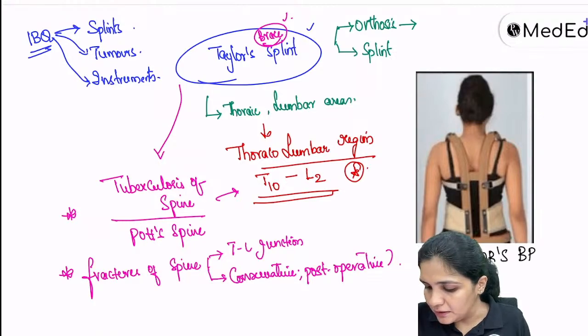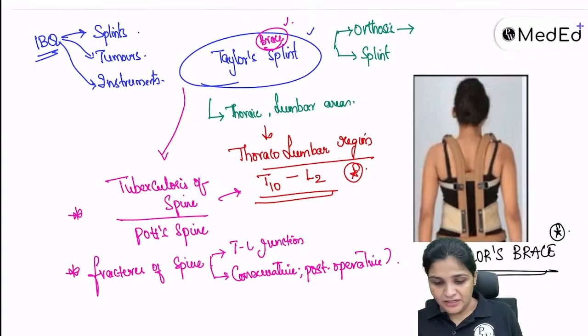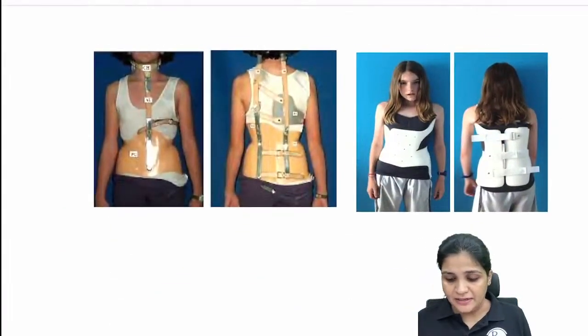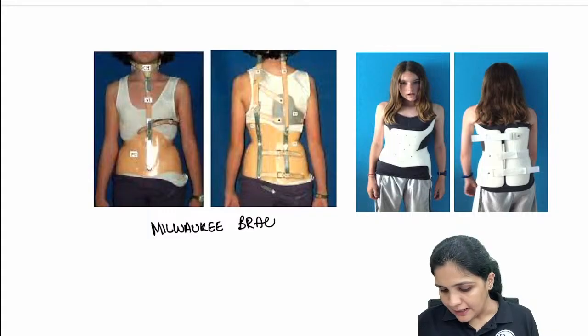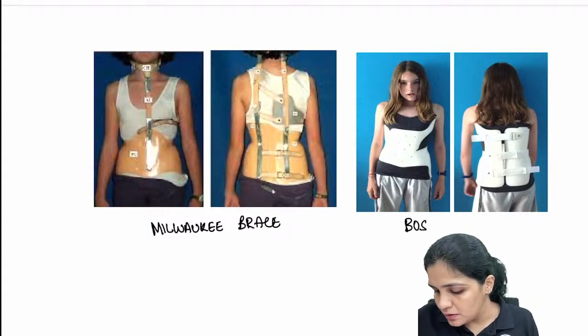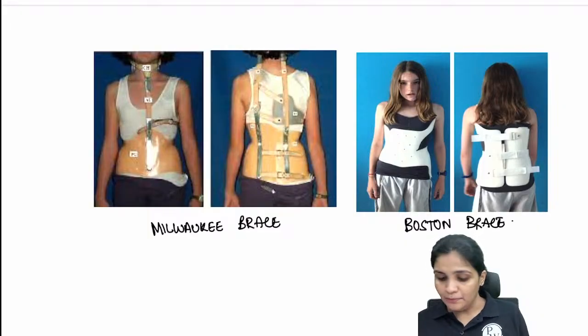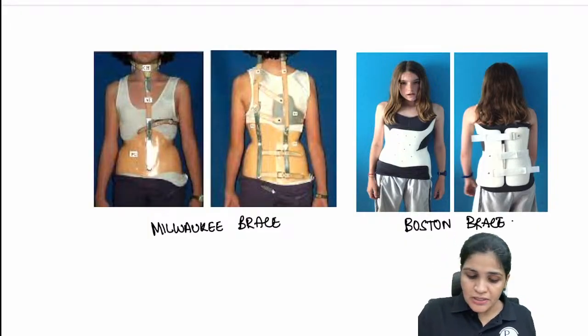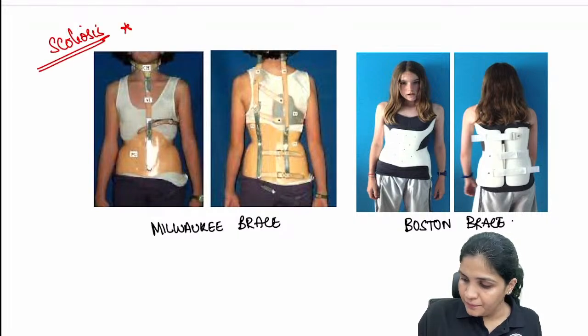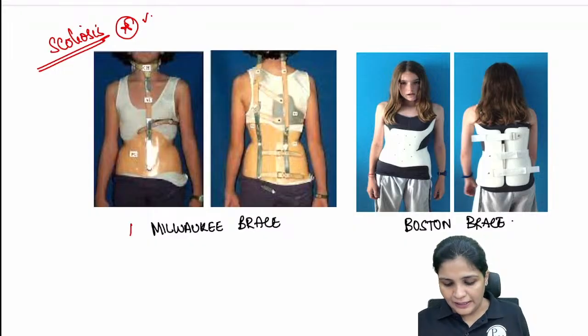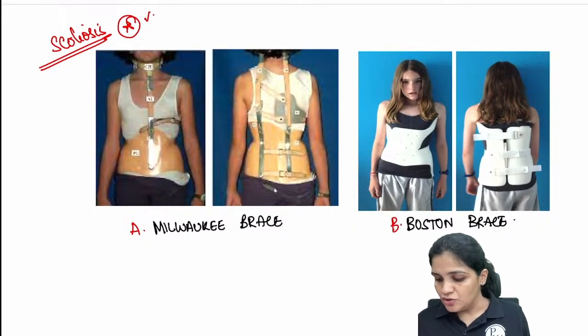Very important question, right? Once you have understood this Taylor's brace, there are two other important braces you have to understand. The first one is your Milwaukee brace, and the second one is your Boston brace. Where are these two used? These two are used in a condition called scoliosis. So A is your Milwaukee brace, B is your Boston brace.